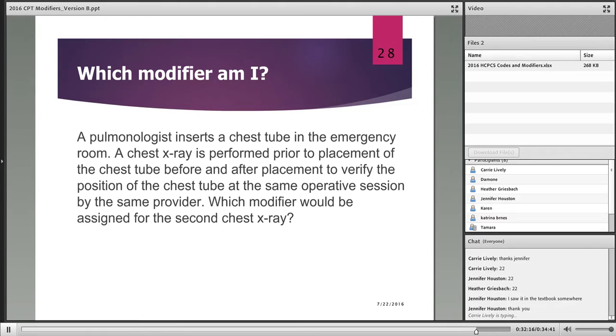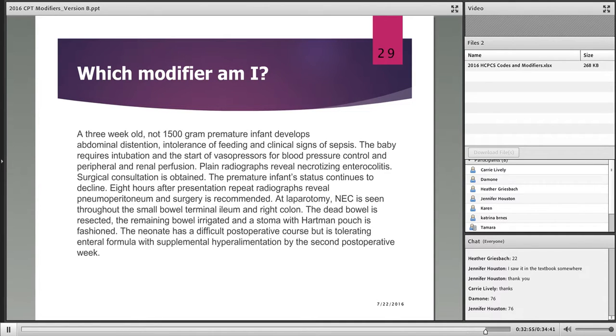All right, next up, a pulmonologist inserts a chest tube in the ER. A chest x-ray is performed prior to the placement of the chest tube and after placement to verify position of the chest tube at the same operative session by the same provider. Which modifier would be used for the second x-ray? And it's by the same person. Starts with a 7. 76 is correct.